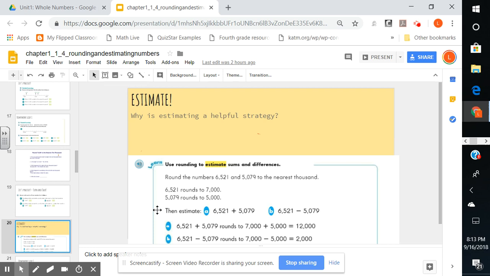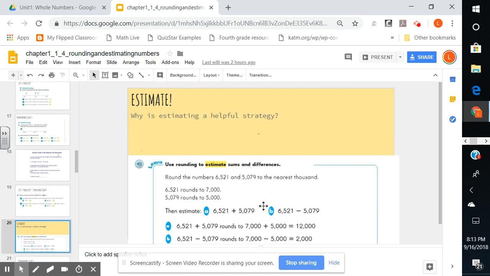Then you estimate. So first we round each of the numbers. As you can see here, it rounds to 7,000 and 5,000. Then you're going to add them. 7,000 plus 5,000 equals 12,000. And that is your estimation of that sum.